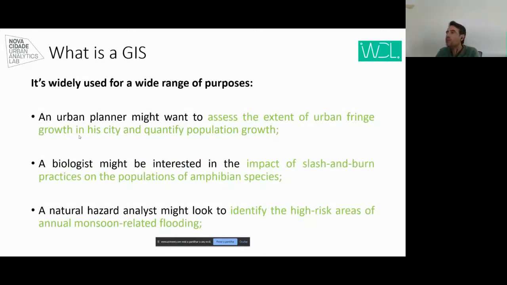GIS is widely used for a very wide range of purposes. For example, an urban planner might want to assess the extent of urban fringe growth in each city and quantify population growth. A biologist might be interested in the impact of slash and burn practices on the populations of amphibian species. A natural hazard analyst might look to identify the high-risk areas of annual monsoon-related flooding.